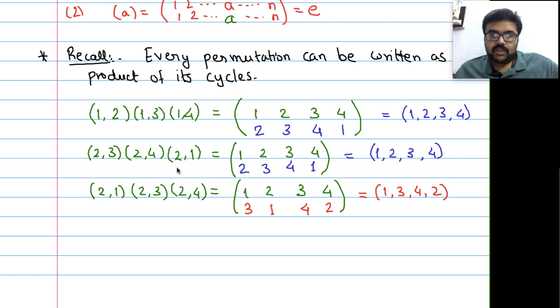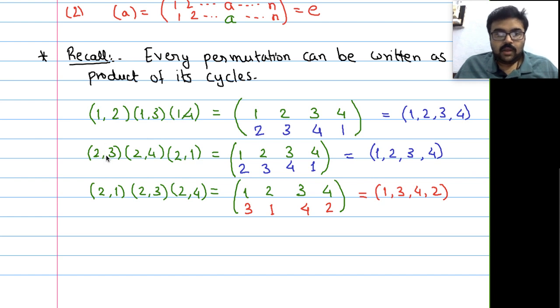Cycles of length 2. There are 3 cycles. But as you can see, this is the order: 1 2, 1 3, 1 4. So that is giving us 1, 2, 3, 4. Right? So as you can see, 1 2, then 1 3, 1 4. So it is giving 1, 2, 3, 4.